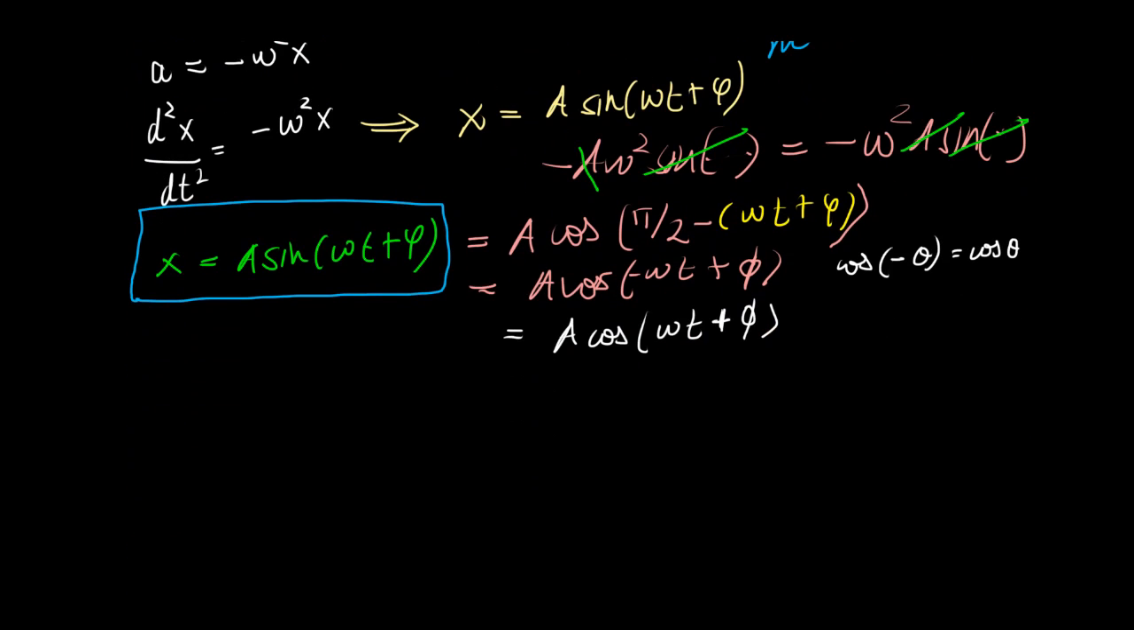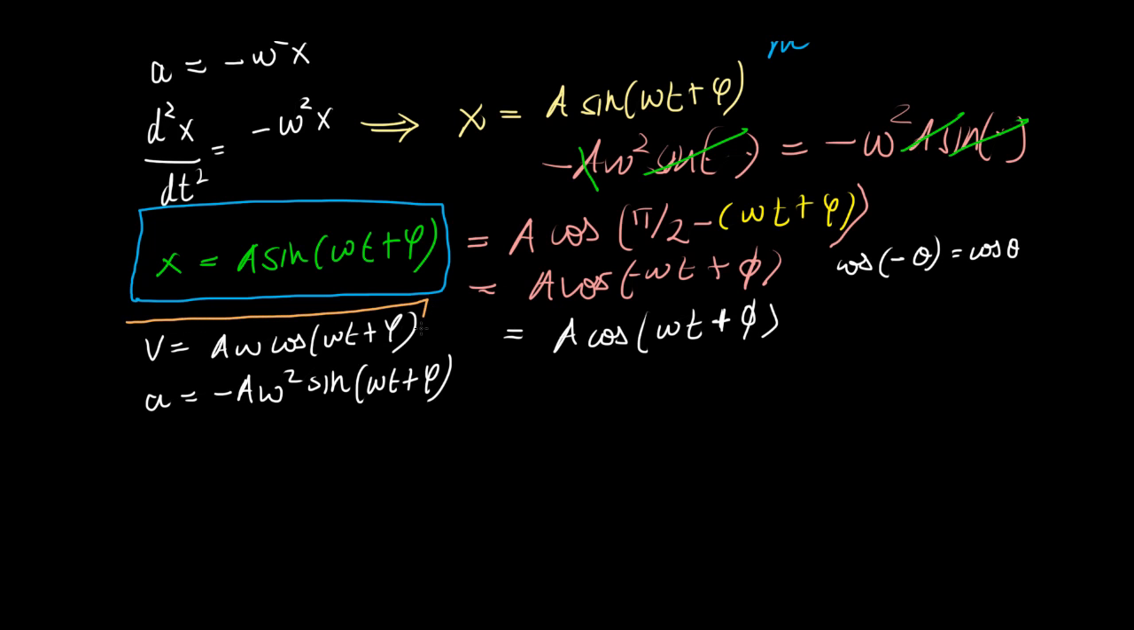Now you can play with this and differentiate it again to get that v is equal to A omega cos of omega t plus phi, and you can differentiate that again to get that a is minus A omega squared sine of omega t plus phi. These are some basic things you need to remember, because this belongs to the heart of SHM. Most of the problems deal with this.